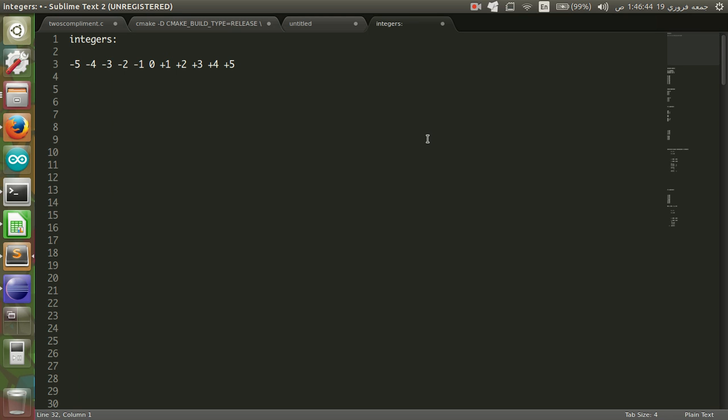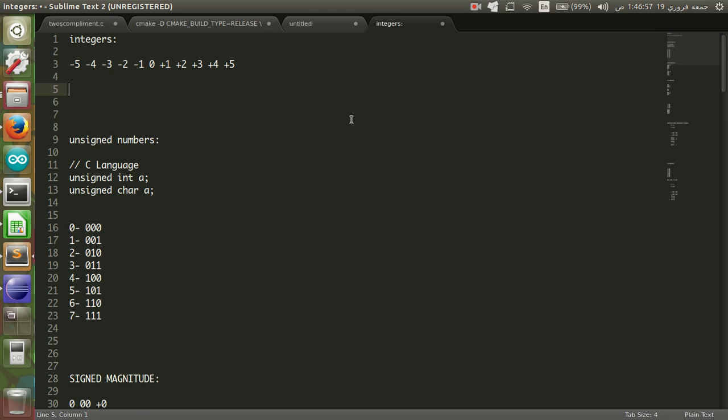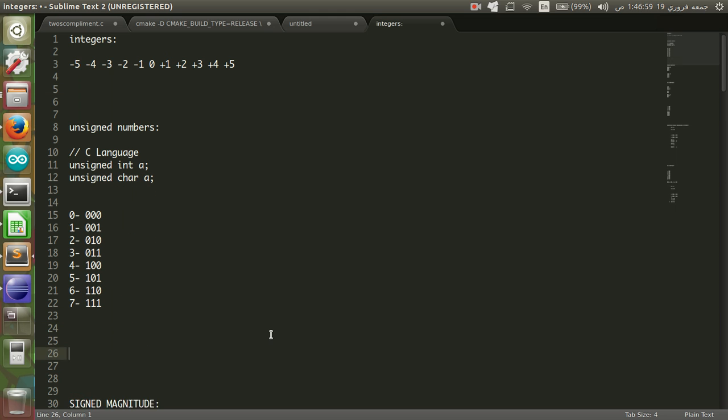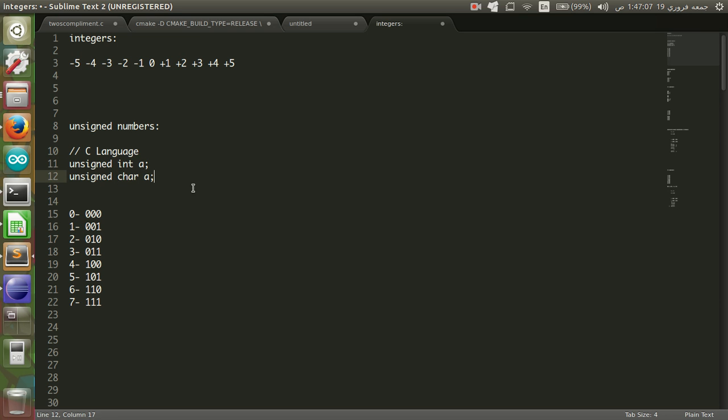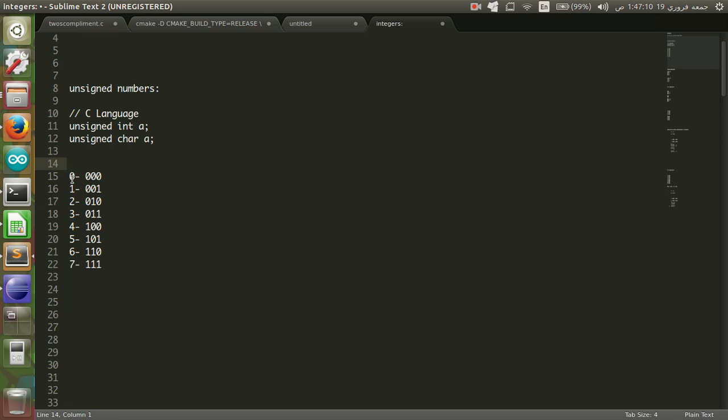and all of that. Okay, so integers, as we all know, are whole numbers that can have positive as well as negative values. So talking of positive numbers, if you just want to store the positive numbers in a computer's memory, it's very straightforward, and it is also known as the unsigned numbers. In the C language, you can declare unsigned integers as unsigned int a and unsigned character a and so on, and these are very simple. You just store the binary of the number you want to store.